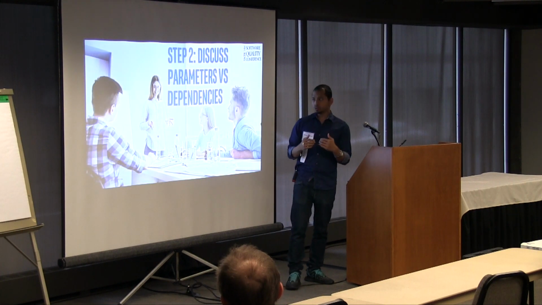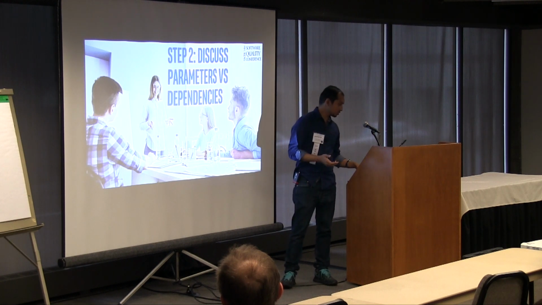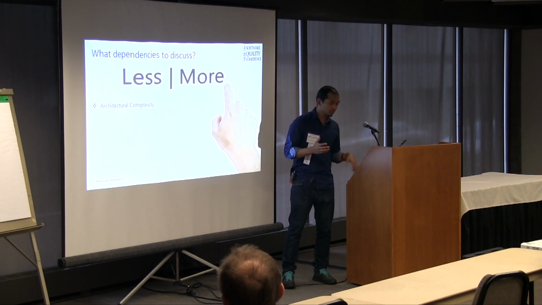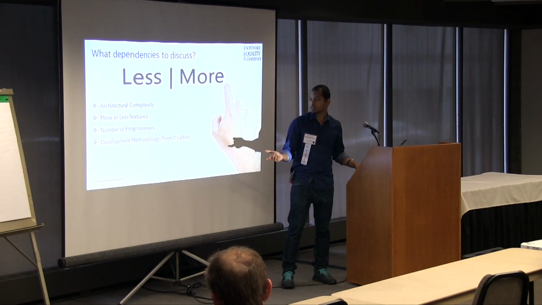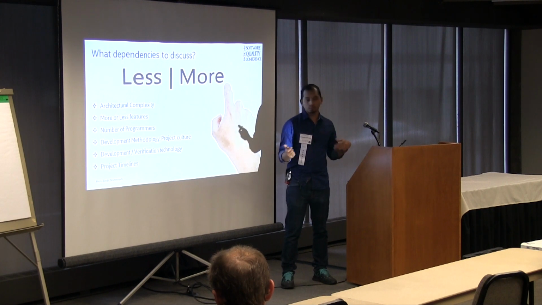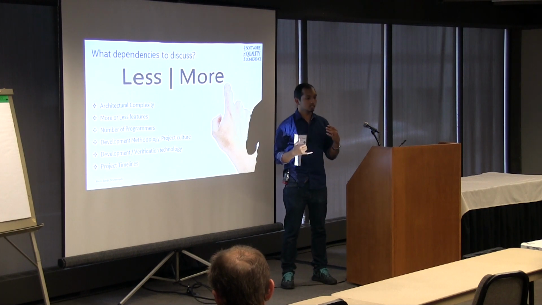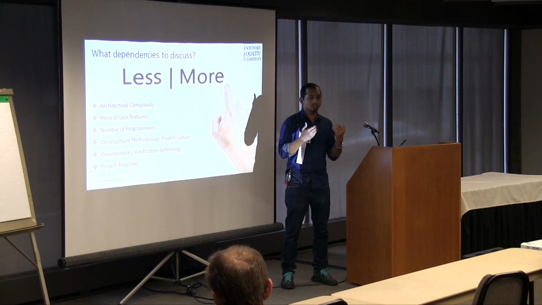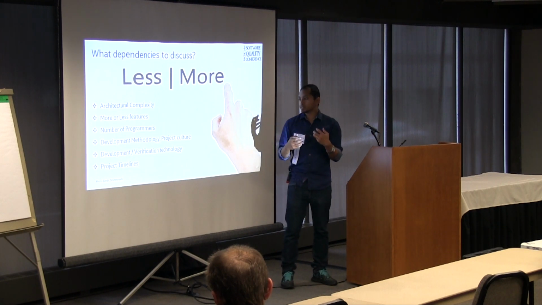So moving on, once we have those parameters, we discuss those parameters with respect to dependencies. So what dependencies to discuss? Like I said, you need to discuss architectural complexity, the number of features, number of programmers, development methodology, verification technology, and project timeline. So who are the right persons to discuss this with? Say the program architect, the program managers, or the quality engineers who have been in this project for the last year, or those who were involved with this. This is where you come up with an assessment.